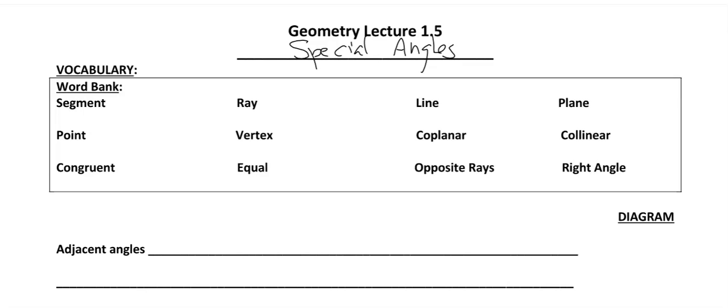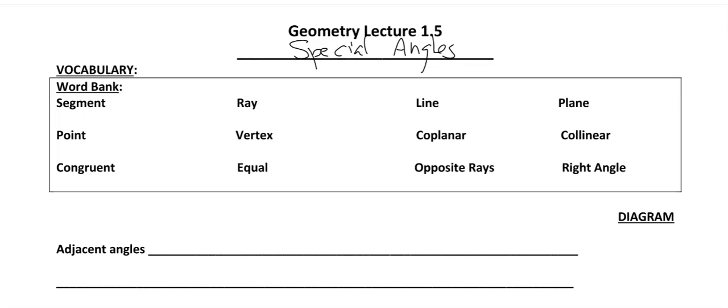A line segment is going to be a part of a line consisting of two endpoints and all the points in between. A ray is part of a line with one endpoint going in one direction. A line is a straight path of points going in opposite directions forever, and it has no thickness. A plane is a flat surface that goes in all directions forever. It has no thickness. A point is going to be a unique location with no dimension. The vertex, we know what the vertex of an angle is.